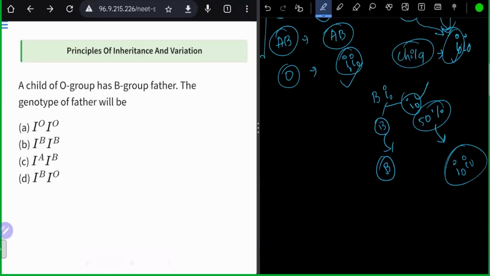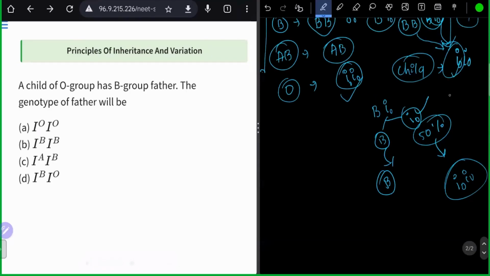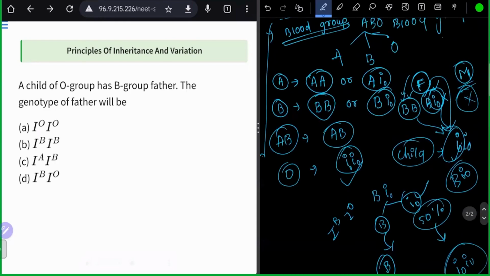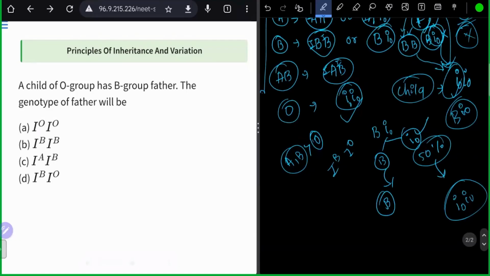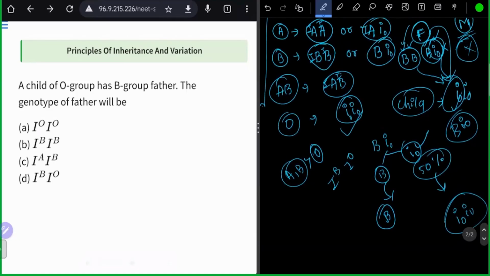But the child has O blood group, that means both alleles are I. So the possible allele pair of B blood group father will be B and IO, which is a heterozygous condition. BIO means you can write IBIO. Here AA means IA, here you can write IAIO. That means A and B are dominant over O. So if the child has O blood group, that means it has homozygous pair of recessive allele.